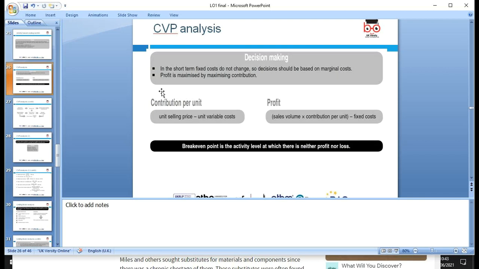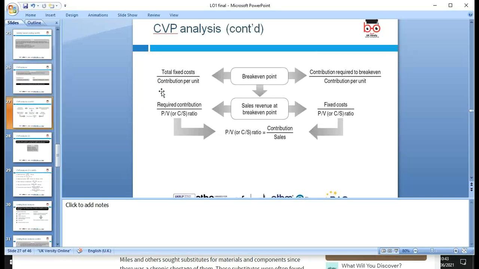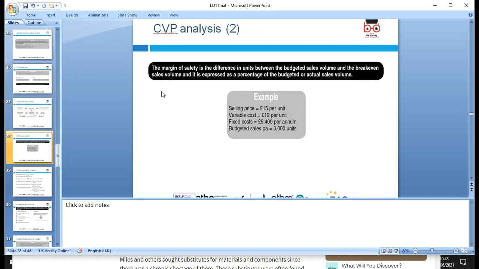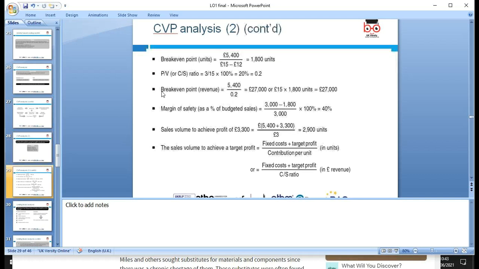So fixed cost divided by contribution per unit, so we can find what is the break even. So all the formulas which we will use in the next lesson. So fixed cost divided by, and then from these, we can find the margin of safety level. All these formulas help us with what we call cost volume profit analysis.